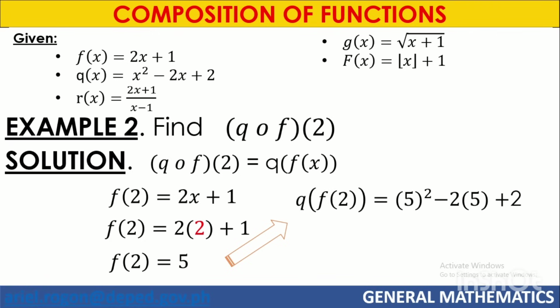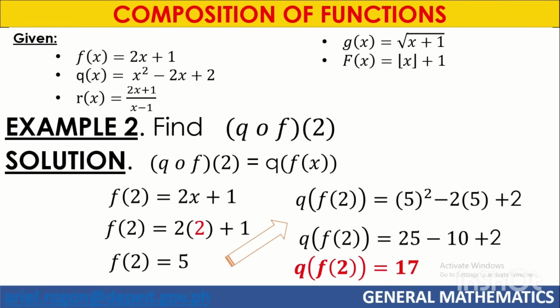So that will be the q of f of 2. So the value of f of 2 is 5. So palitan natin yung lahat ng x sa q of x. So that will be 5 squared minus negative 2 times 5 plus 2. And 5 squared is 25 minus 10 plus 2. So the answer is 17.